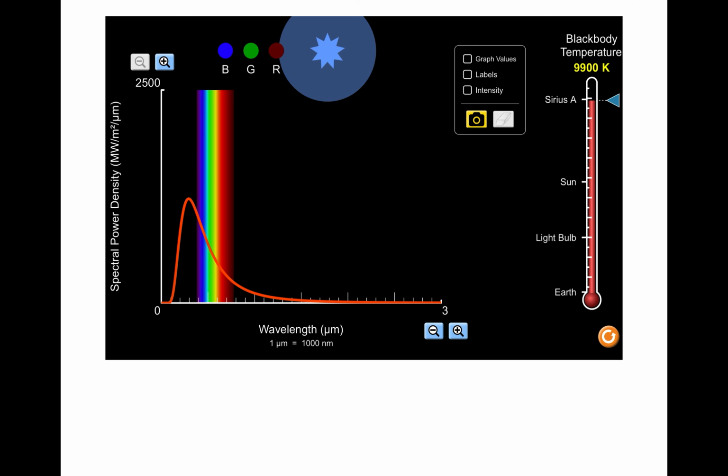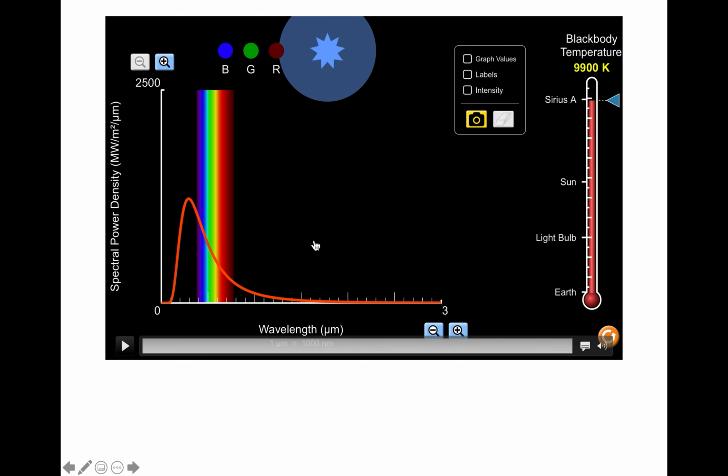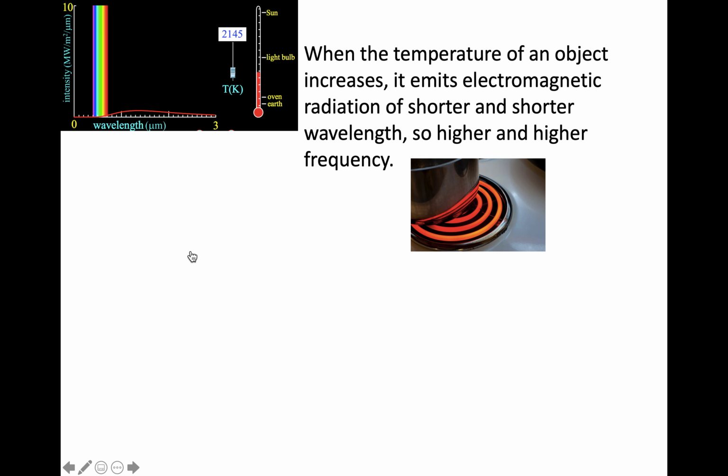But notice as the temperature went up, what happened to the profile? I saw it shifting to the left here. That's what it means when I say that it's emitting shorter and shorter wavelength, so higher and higher frequency.